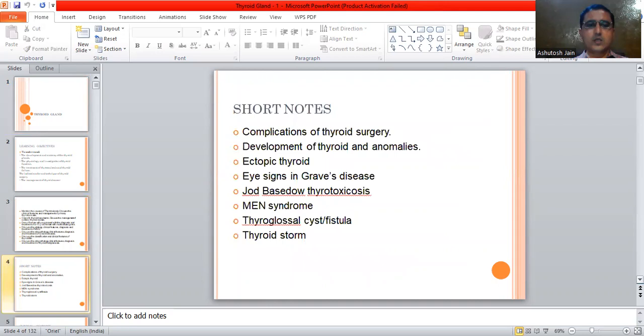Short notes can be asked on complications of thyroid surgery, development of thyroid and anomalies, ectopic thyroid, eye signs in Graves' disease, Jod-Basedow thyrotoxicosis, Marine-Lenhart syndrome, thyroglossal cyst or fistula, and thyroid storm.